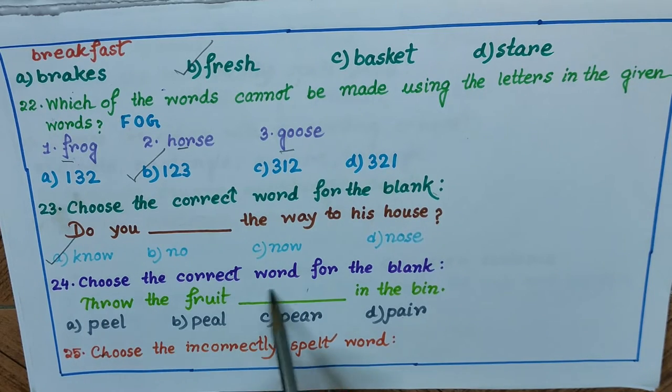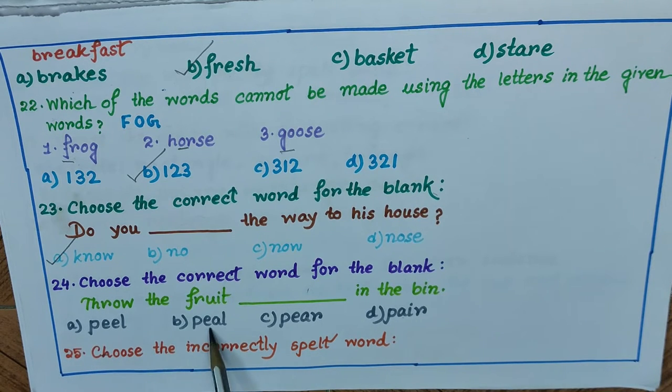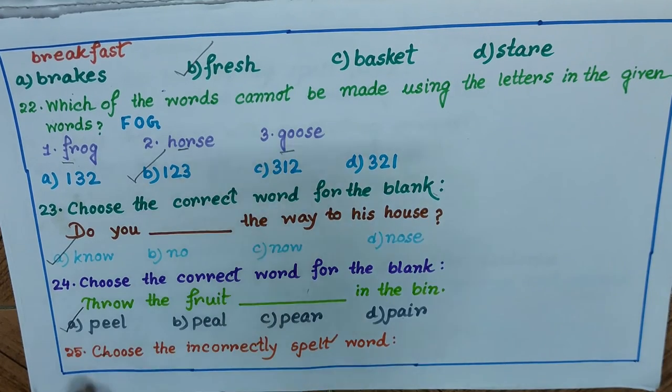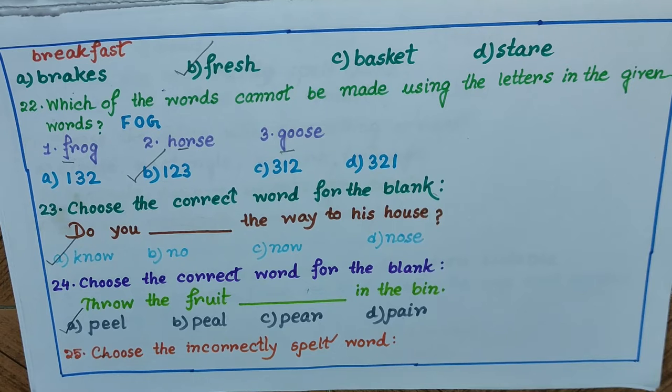Question 24. Choose the correct word for the blank. Throw the fruit dash in the bin. We have to see which of these is the correct word, and also the spelling of the word. So A, peel, B, peel, pear. B, C, D are not going to work in this sentence, because they will not give any meaning to the sentence. So A, peel is right, because we can obviously throw the peel of a fruit in the dustbin.